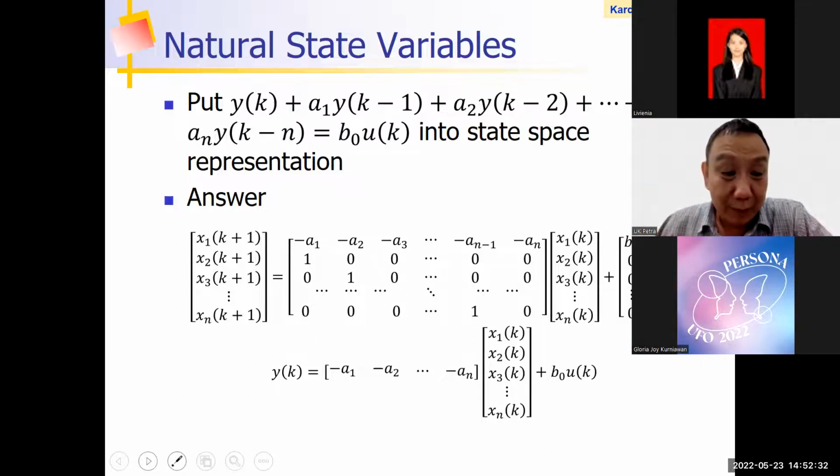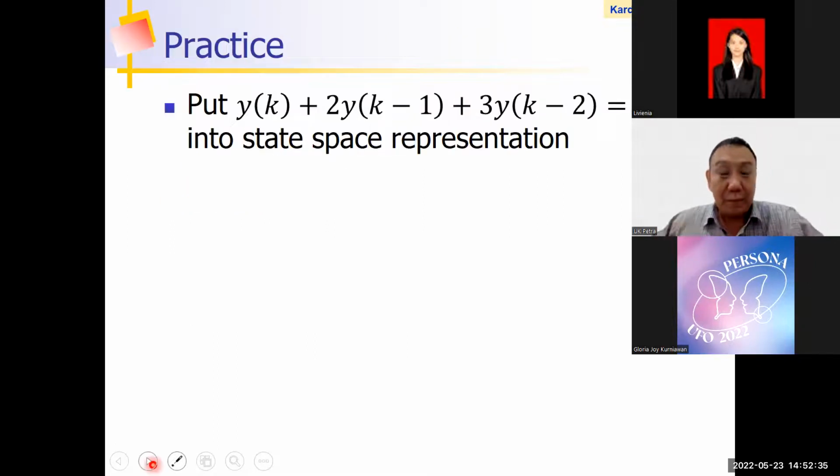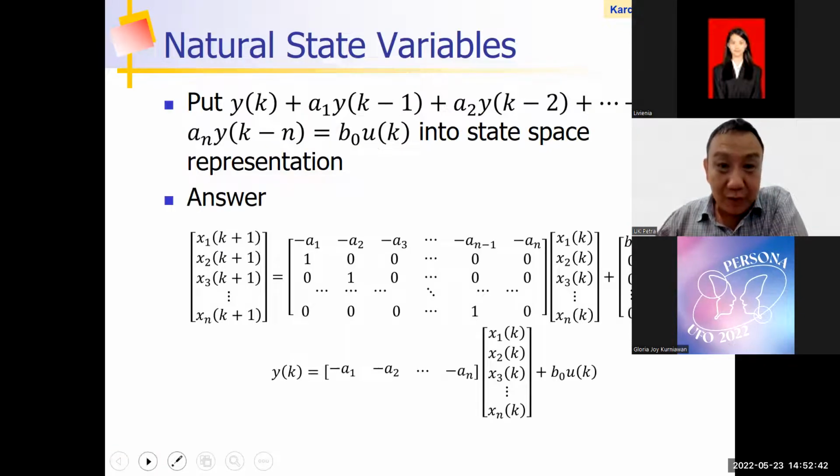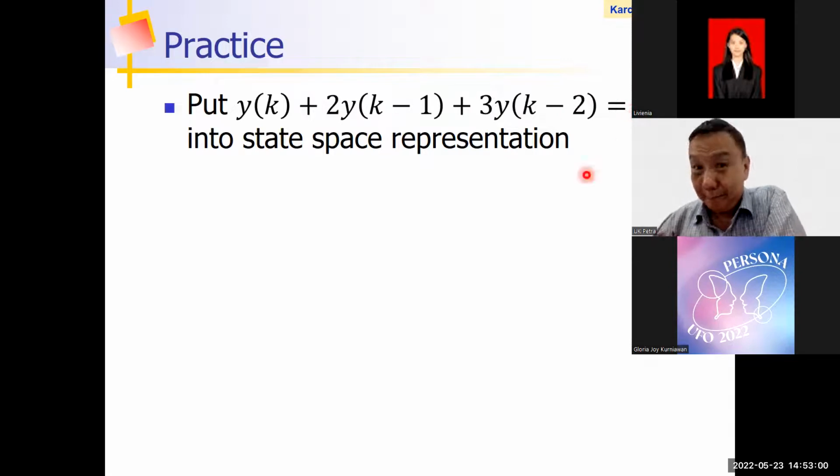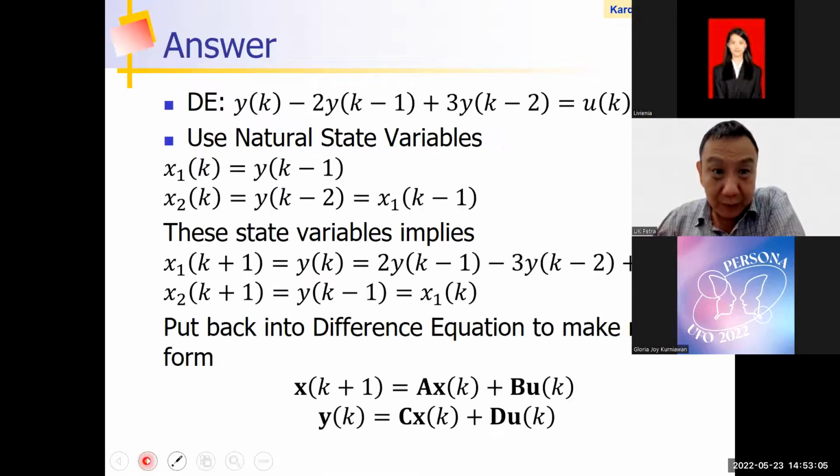Let's take an example. Let's practice. Using the general formula seems very overwhelming, so let's make it simple. So you have this equation, yk plus 2yk minus 1 plus 3yk minus 2 equal to uk. Let's put this into matrix form. So, what will you do?